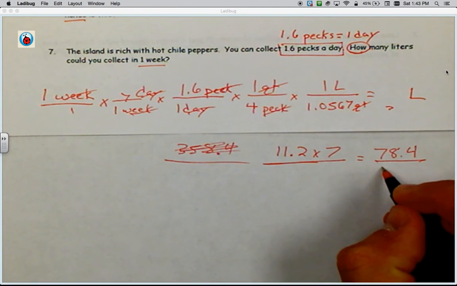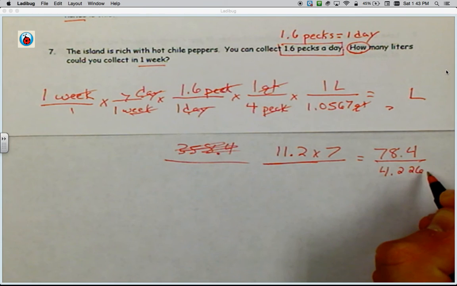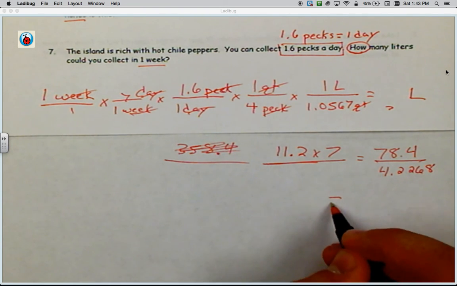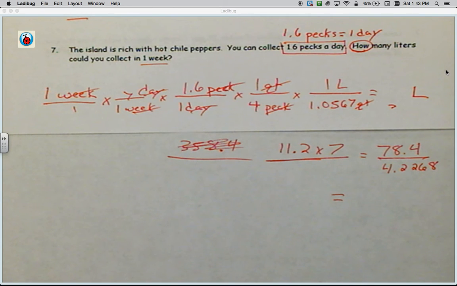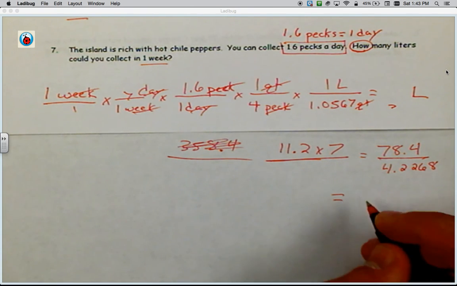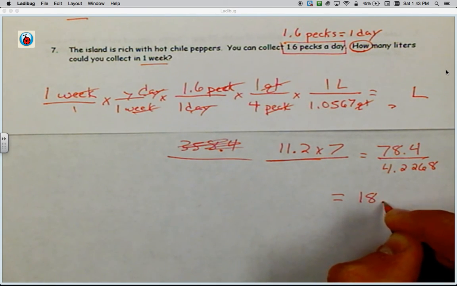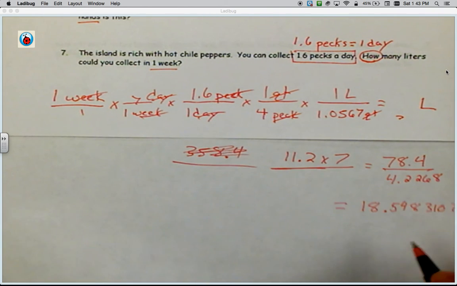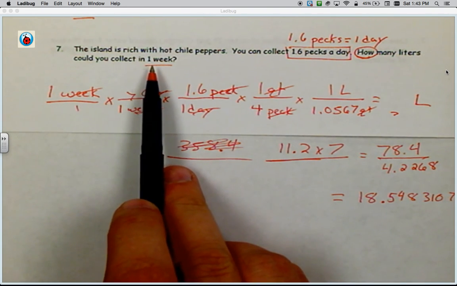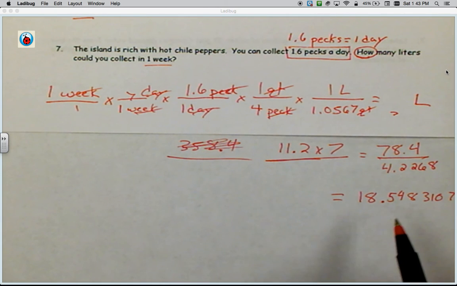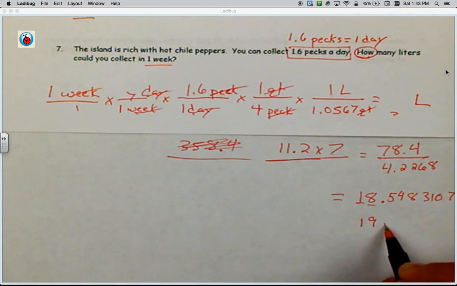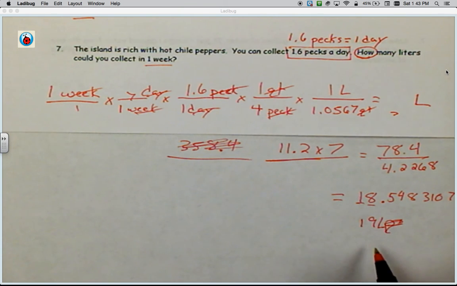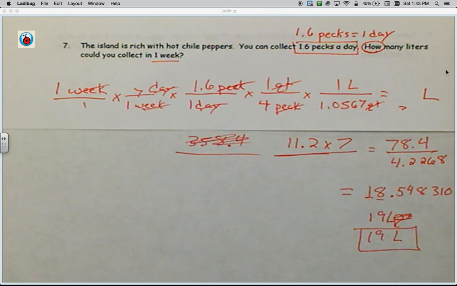So 4 times 1.0567 gives us 4.2268. When we divide those, 78.4 divided by 4.2268, we get 18.54831078. Sig figs. Ooh. 1 week is exact. Here's our sig figs, 1.6. We're only going to need to keep these first two. It's going to be 19 liters. Sorry, 19 liters for our final. Hope this helped. Good luck as you continue on your dimensional analysis.